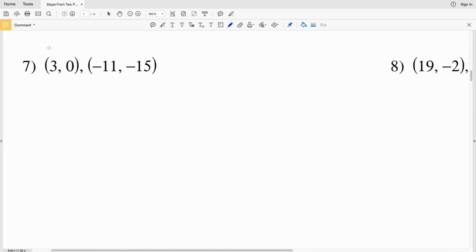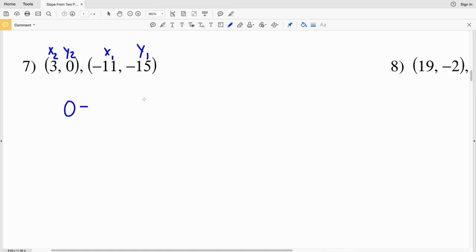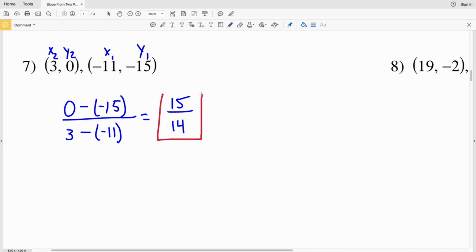In number 7, let's start with x2 and y2. So x2 is 3, y2 is 0, x1 is negative 11, and y1 is negative 15. So y2 is 0 minus a negative 15, which is y1, all over x2, which is 3, minus x1, which is negative 11. 0 minus negative 15 is a positive 15. 3 minus negative 11 is a positive 14. So the answer for number 7 is 15/14.